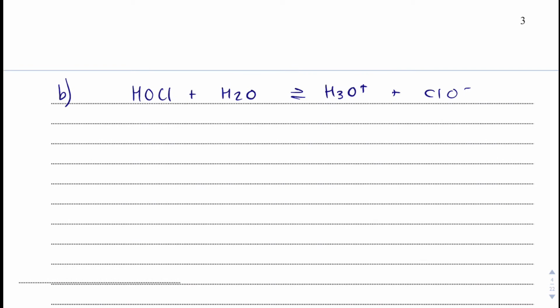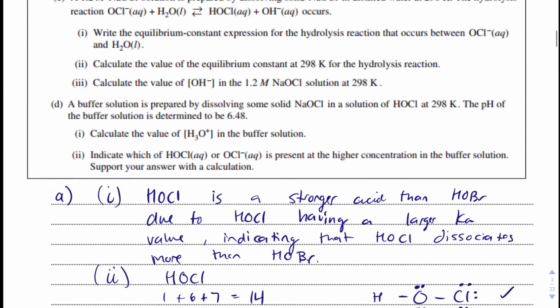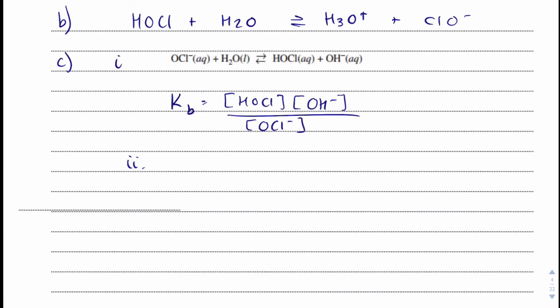So this is C part 1. Okay. So this would be Kb, actually, because we produce hydroxide. So we get HOCl times hydroxide to the first power divided by only OCl minus, because water is a liquid, so we won't include it in the equilibrium constant expression. Let's look at part 2, what they asked for. Calculate the value of the equilibrium constant for the hydrolysis reaction.